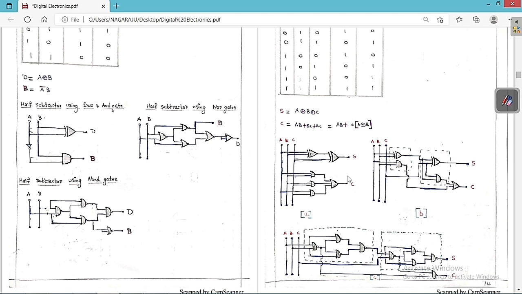So this is a circuit. We are going to require XOR gates, AND gates and an OR gate. So 2 XOR gates, 3 AND gates and 1 OR gate. So this is the circuit diagram that we are going to choose here.